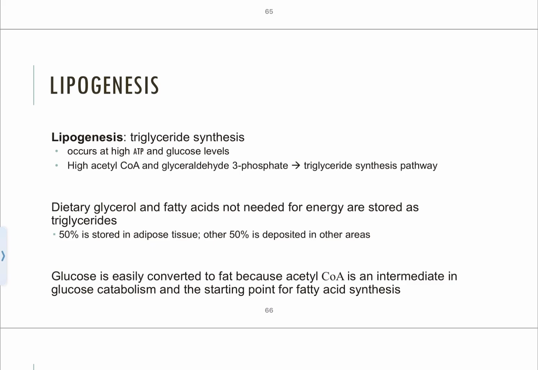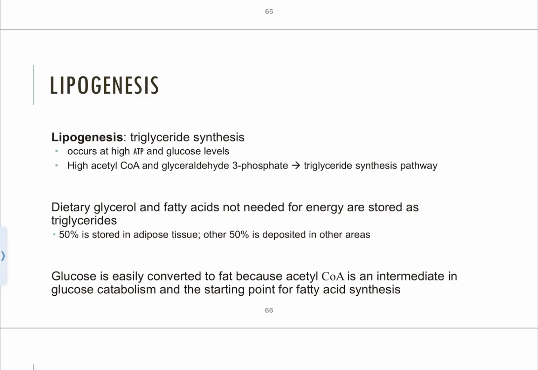So let's start with lipogenesis. This is also referred to as triglyceride synthesis. We would only go through lipogenesis if we already had high levels of ATP and high levels of glucose, because we'd want to form triglycerides, we wouldn't want to break them down. So high acetyl-CoA and glyceraldehyde 3-phosphate is going to go through the triglyceride synthesis pathway.